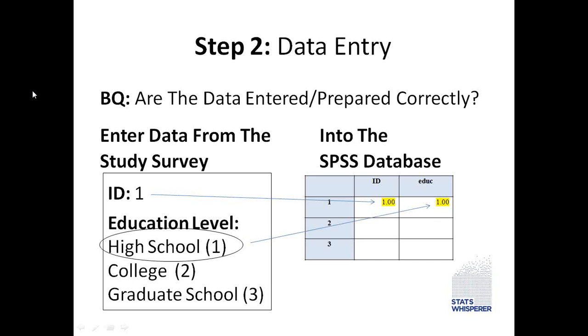Now, step two, data entry. Most people, when they hear data entry, they just think of this. Right? So on the left, you'll see it says the study survey. So ID, demographic questions like your highest education level. This person circled high school, and their ID is 1. Then on the right, you see it's entered into the SPSS database, right? So ID 1, education, high school is coded as 1, so in the database it's 1, right?